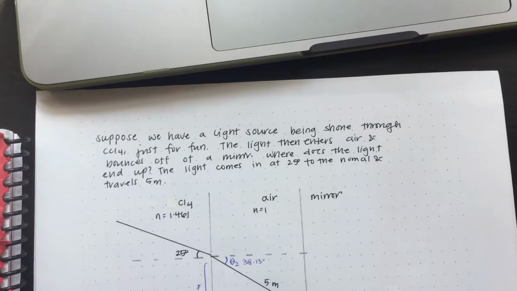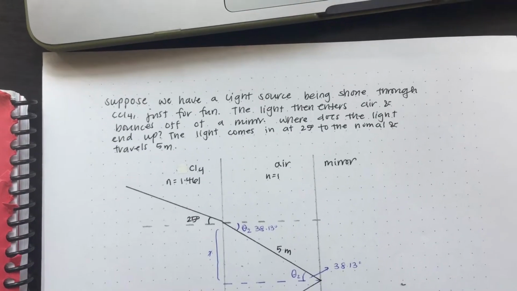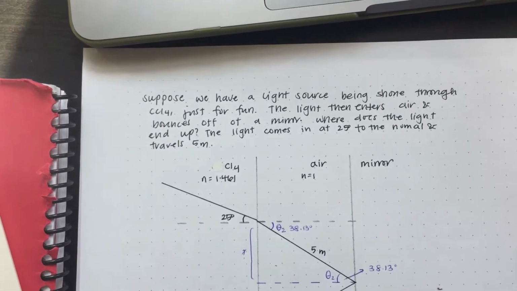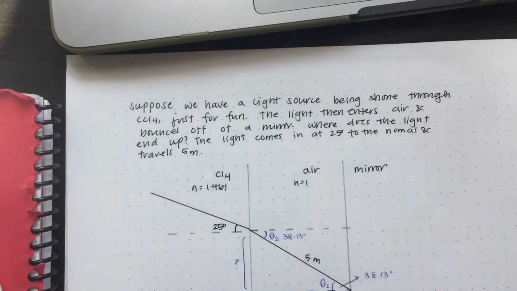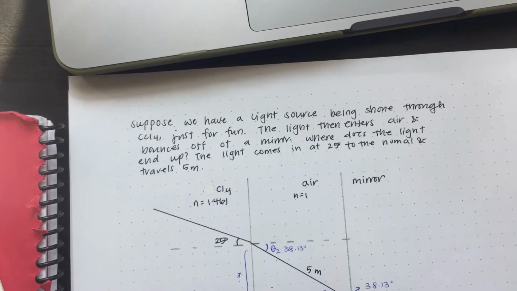So today I'm going to be talking about how to find where the light ends up after it passes through a refraction and a diffraction. So my question today is, suppose we have a light source that is being shown through carbon tetrachloride.